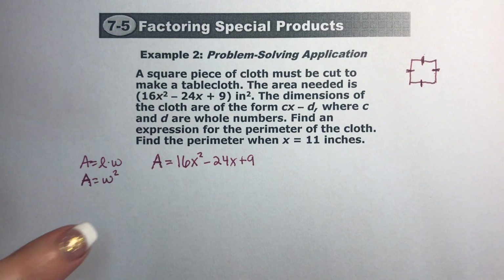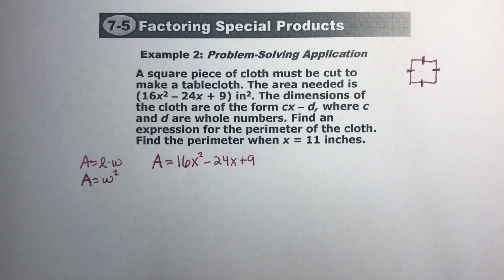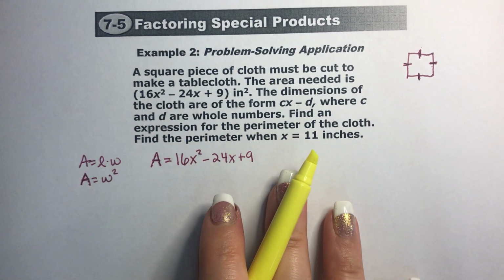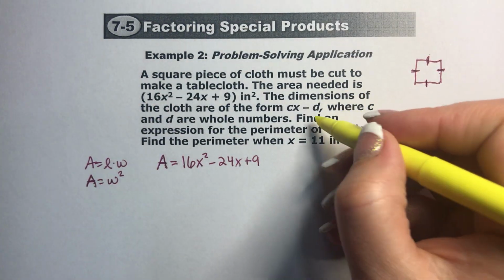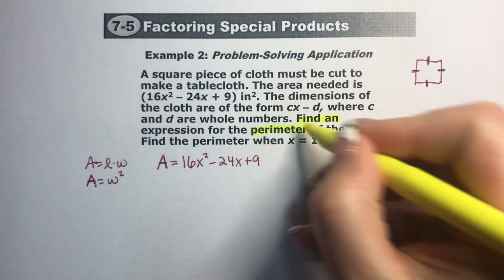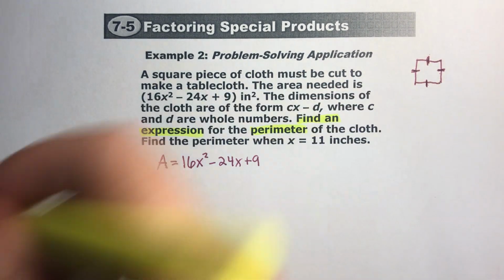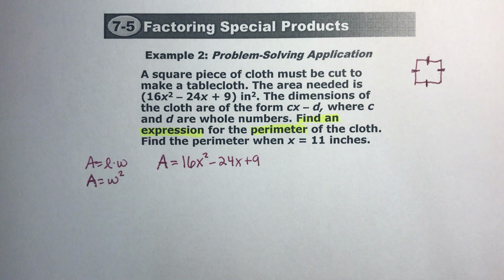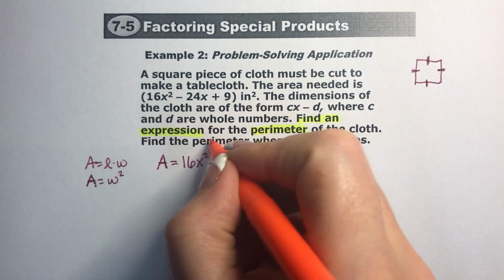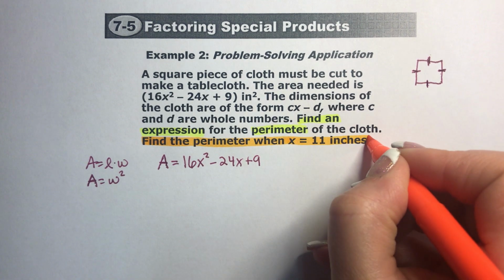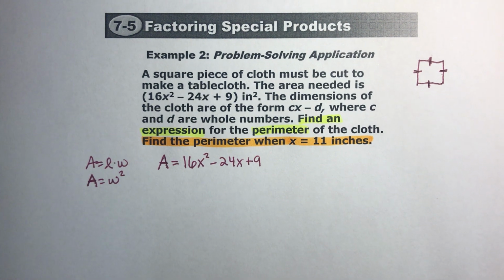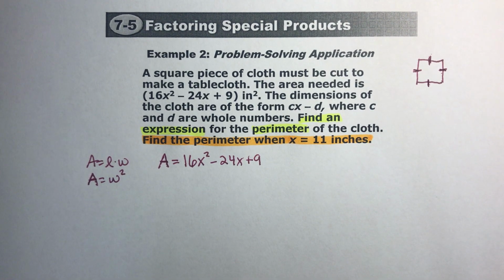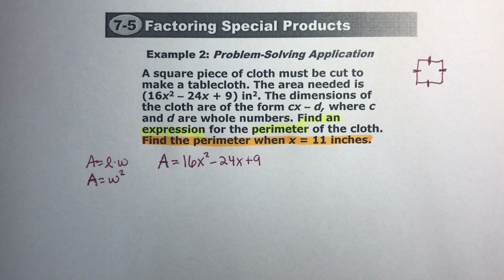Okay, so they give us the area, and then they're talking about the perimeter. What do they want? They want the dimensions. So the dimensions of the cloth are in the form of this, where c and d are whole numbers. Write an expression for the perimeter, and then find the perimeter when x equals 11. So basically they're giving us the area formula, and we're going to have to use that area formula to figure out something about the perimeter.